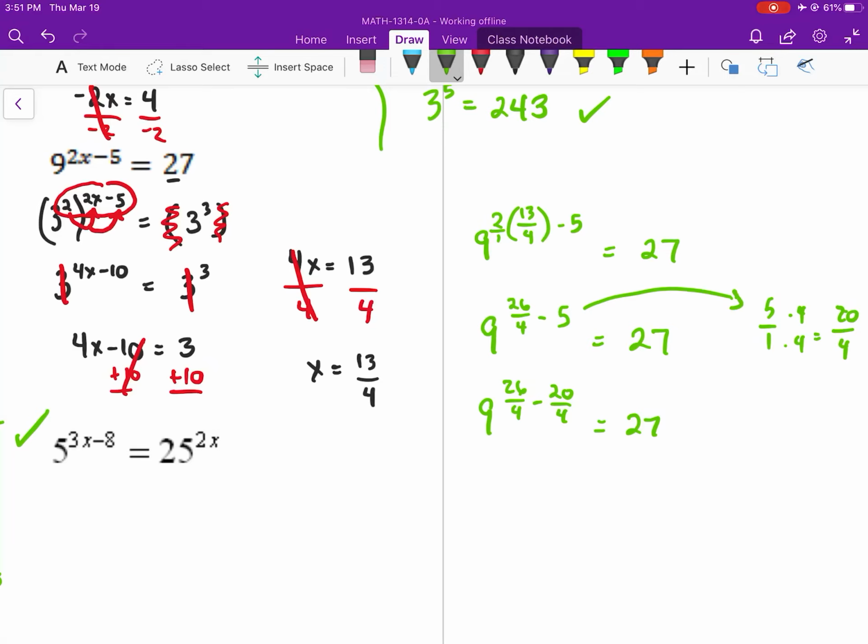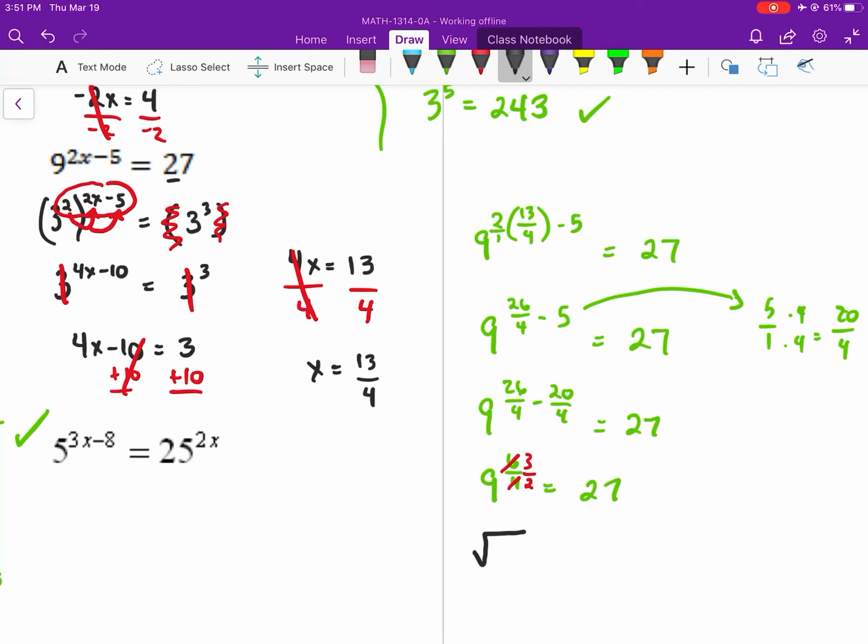All I did was convert that 5 over 1 to make sure it has a denominator of 4, because again, to be able to add or subtract fractions, they must have common denominators. So this gives me 9 to the power of 6 fourths equals 27. I believe that 6 fourths reduces. They're both even, so that's 3, and that's 2. Don't forget that's still 3 over 2.